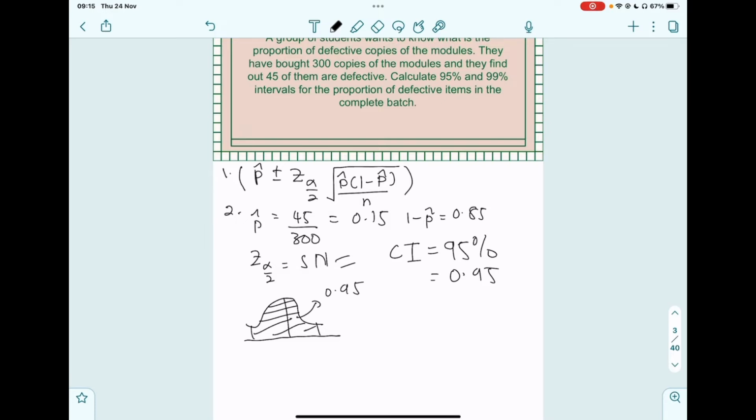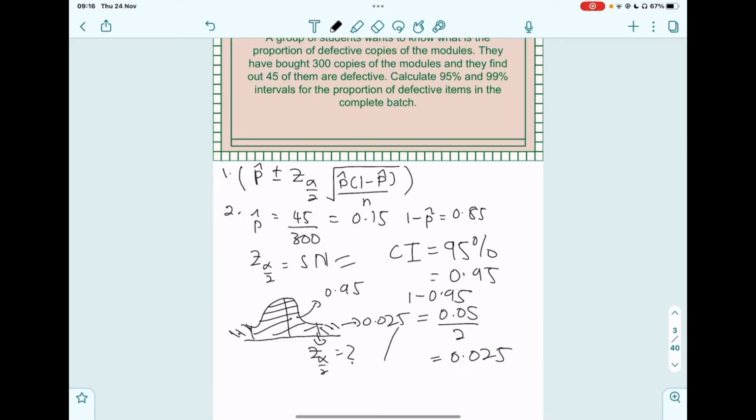Then we subtract it from 1. 1 minus 0.95, and we will have 0.05, and we divide it by 2 since we got two areas, this one and this one. So we will have 0.025, right? This area, I'm going to put it right here. This area is 0.025. And then we head to the stats table to find this value.